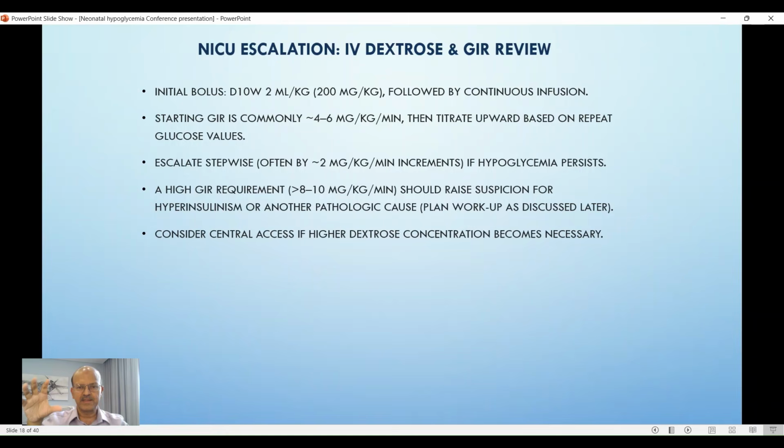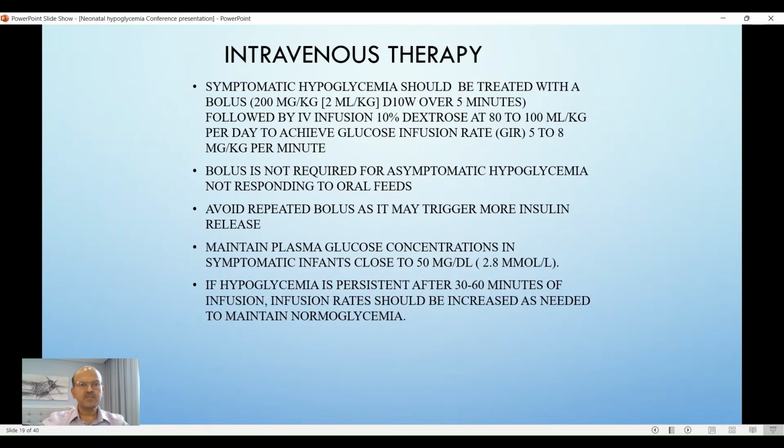You usually don't exceed 100 to 120 ml per kilo, and if that volume with 12% dextrose is not adequate, you need a higher GIR than that, then you need to go for central line. Always anticipate and prepare so you don't delay. Symptomatic hypoglycemia should be treated with a bolus 200 milligram per kilogram, followed by IV infusion at 80 to 100 ml per kilo per day.